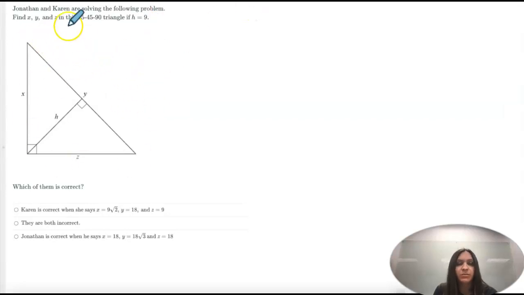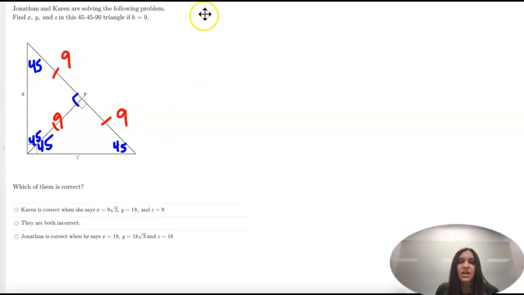Oh, we have another one. This time it's Jonathan and Karen with a 45, 45, 90. So same, these are 45s because we're cutting that in half. So that would make this 45, that 90, and this 45. So we know that this is 9, and this is a leg with this and this. So this is 9, this is 9, and then the hypotenuse would be 9 square roots of 2.